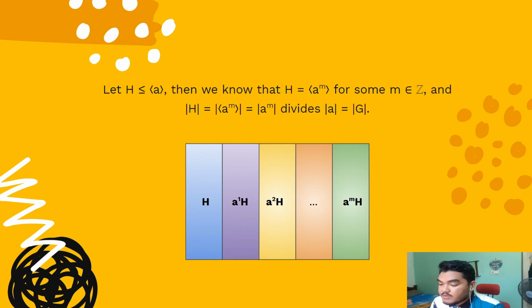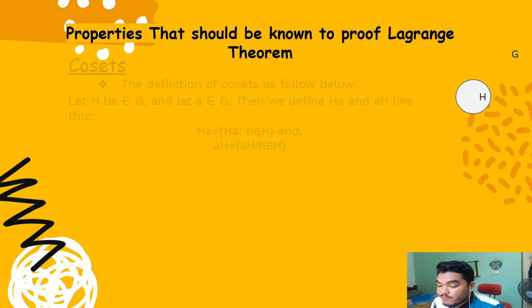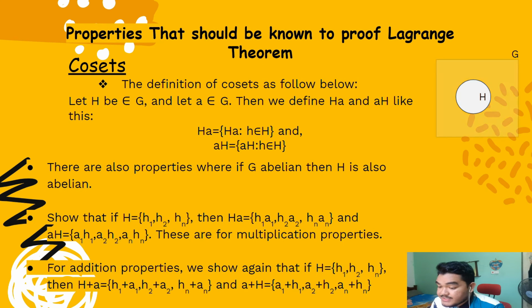Next, we will talk about the properties that we should know to prove this theorem. The first thing is coset. The definition of coset is stated like this. Let H be a subgroup of G and let A be an element of G. Then we define HA and AH like this. HA is equal to ha, h element of H, and AH equal to ah, h element of H.